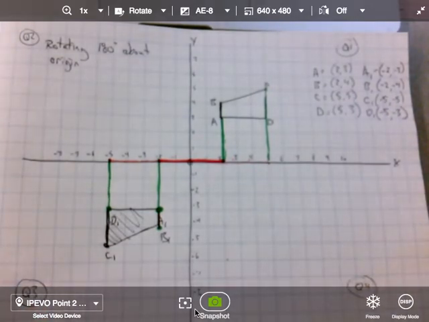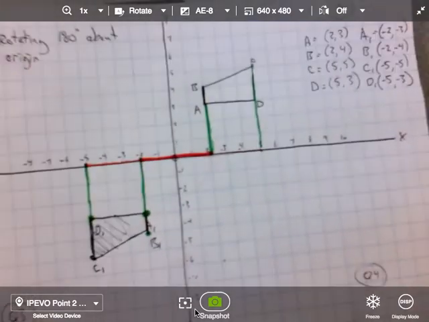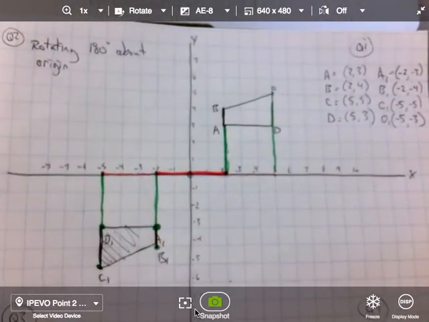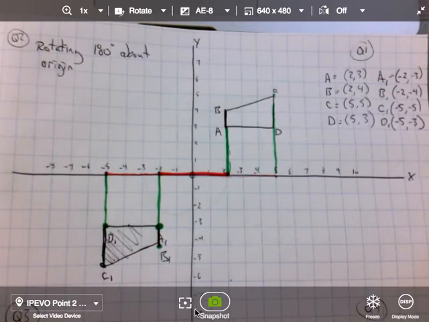Okay, so there's your 180-degree rotation along the origin.